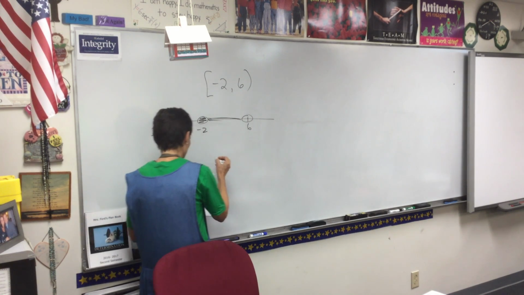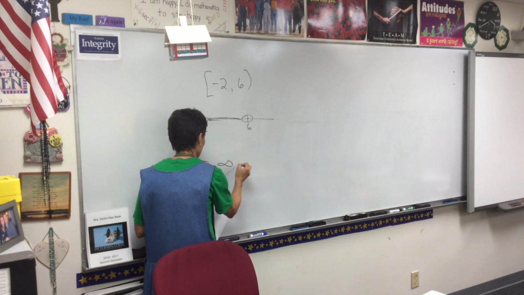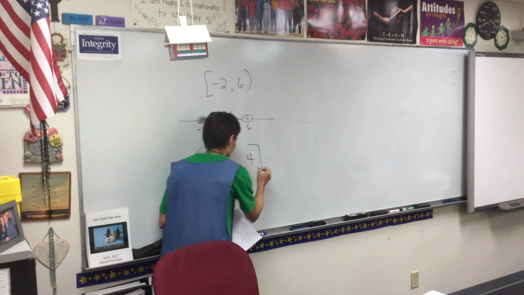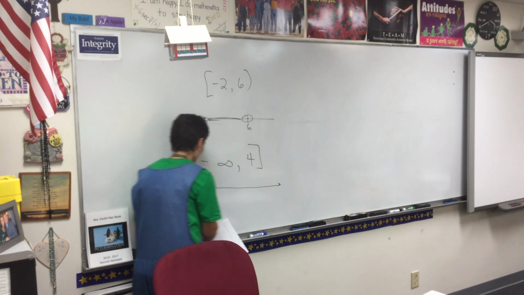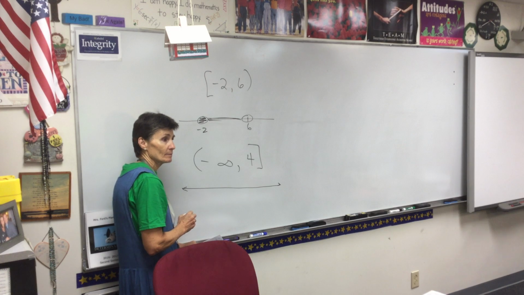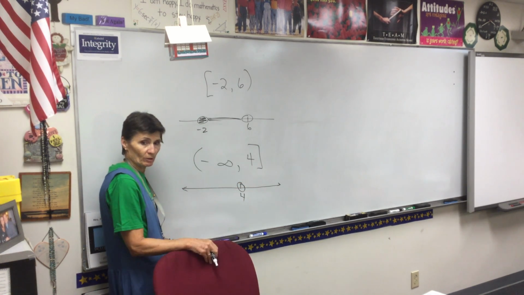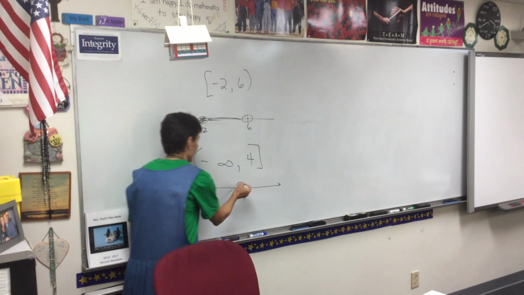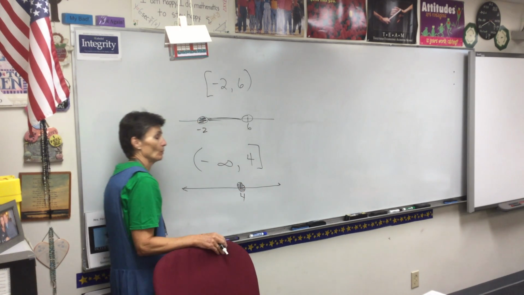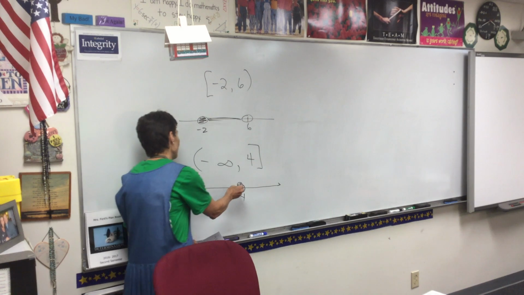Now what about E? Don't be frightened by the notation. There's only one number in there, right? So I'm gonna put my 4 on there. Will that 4 have an open or closed? Closed. That's gonna be closed. Now what do I do? Shade forever to the left.